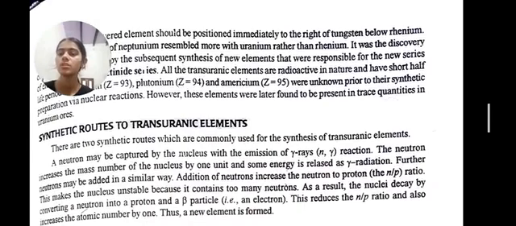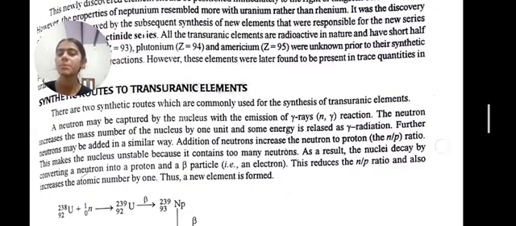Synthetic routes to transuranic elements. There are two synthetic routes which are commonly used for the synthesis of transuranic elements. A neutron may be captured by the nucleus with the emission of gamma rays. The neutron increases the mass number of the nucleus by 1 unit, and some energy is released as gamma radiation. Further, neutrons may be added in a similar way. Addition of neutrons increases the neutron to proton ratio.